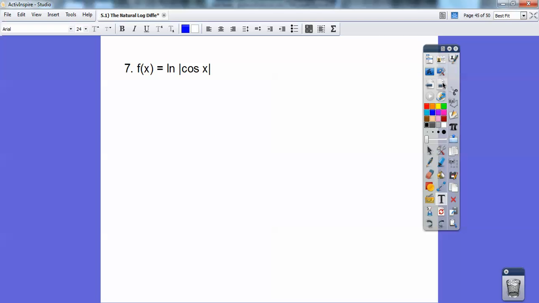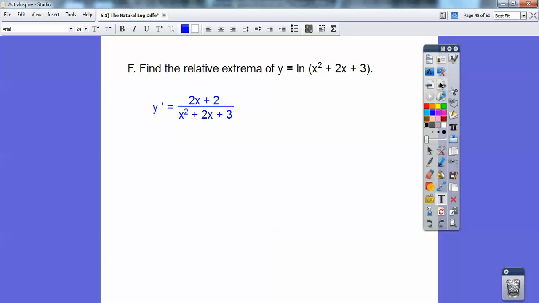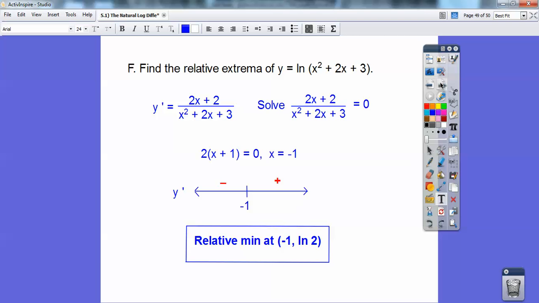Okay, so number 7, find the derivative of this guy, and so it's just going to be the chain. So the chain of cosine is opposite sine, over the reciprocal. So that comes out to negative tangent of x. All right, and then find the relative extrema of this guy. Okay, relative extrema means derivative, you guys. So I'm going to derive that, chain divided by that, and then I'm going to set that equal to 0.